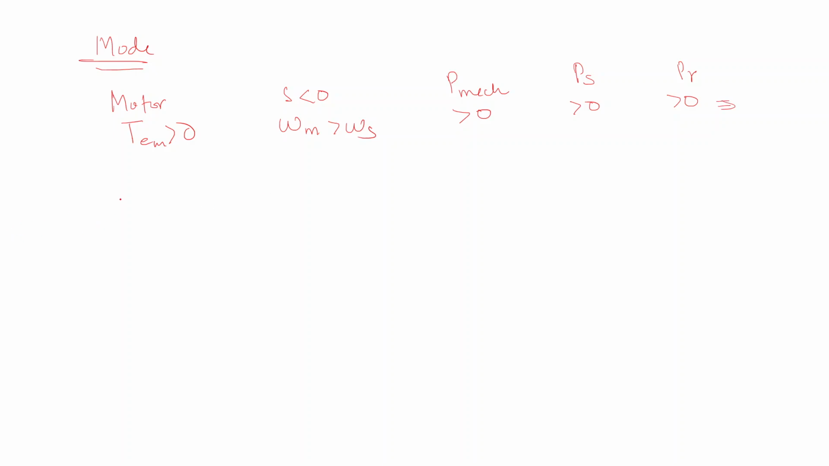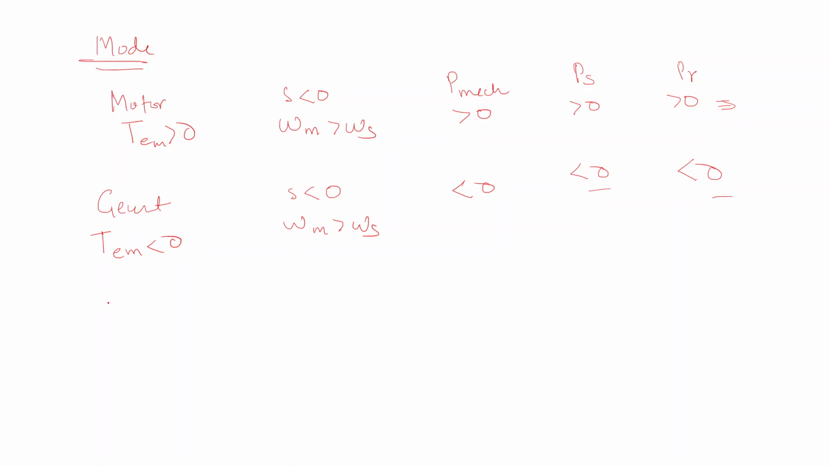Now, in the second mode, when generator mode is done, TEM is less than 0. Slip is less than 0. But if omega m is greater than omega s, which is known as super synchronous speed, the mechanical power will be less than 0. It means machine receives mechanical power, and PS will be greater than 0, and PR is also less than 0.